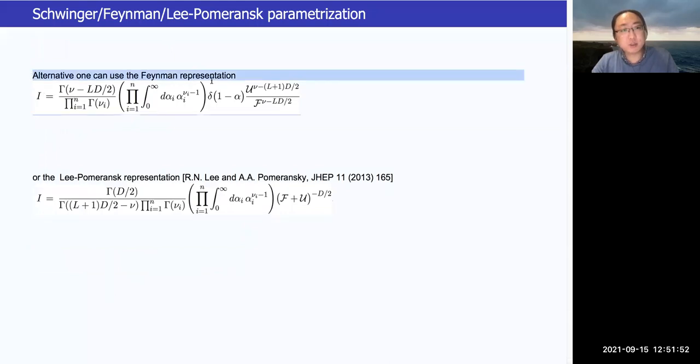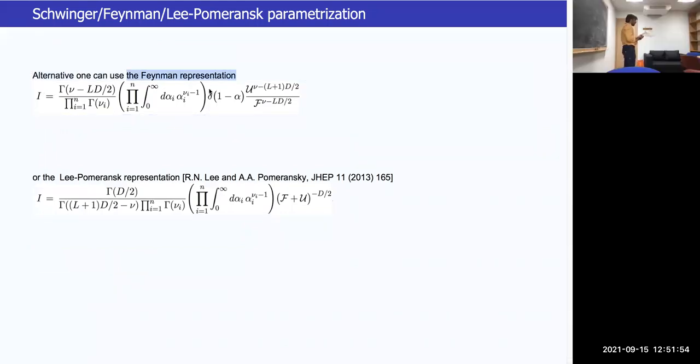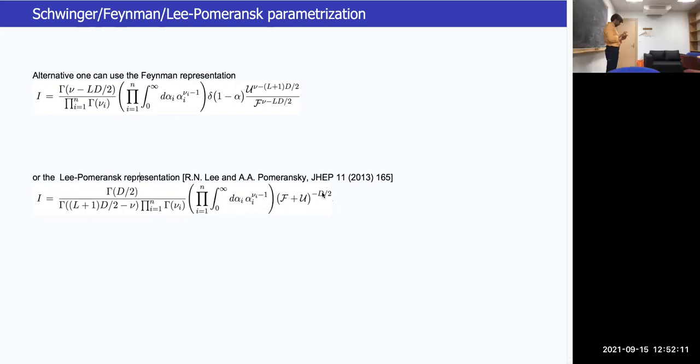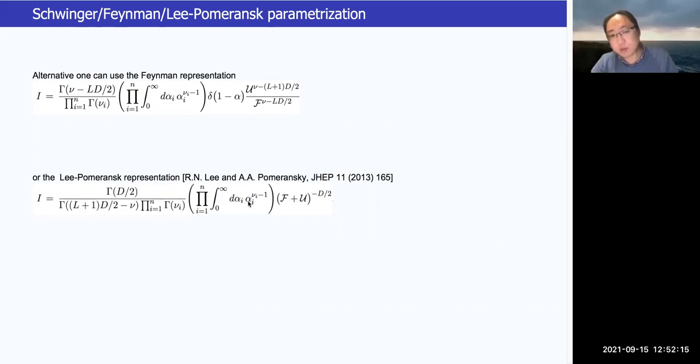There's another representation called Feynman representation, and interestingly, very recently, there's another one called the Lee-Pomeransky representation, which is the one that is most direct when you do sector decomposition. So it basically looks like some polynomials with some powers, and the integration over this.